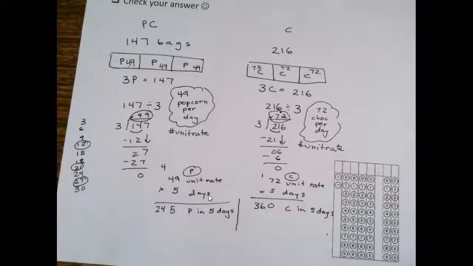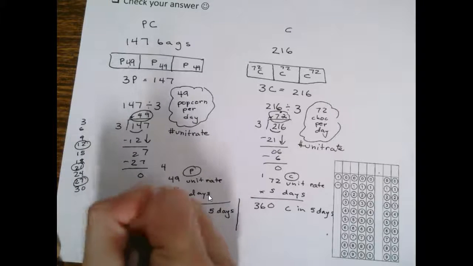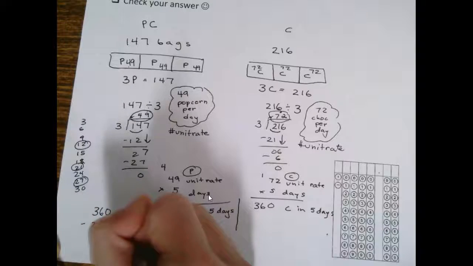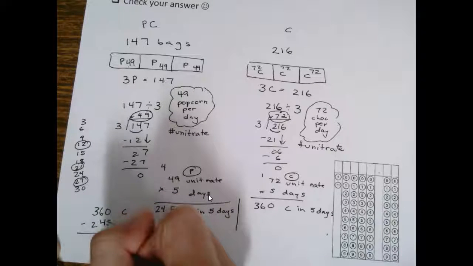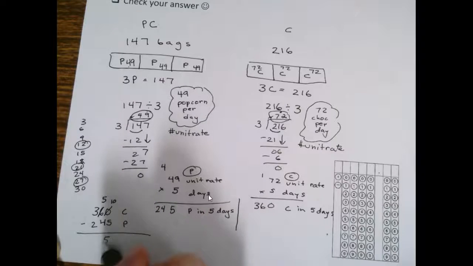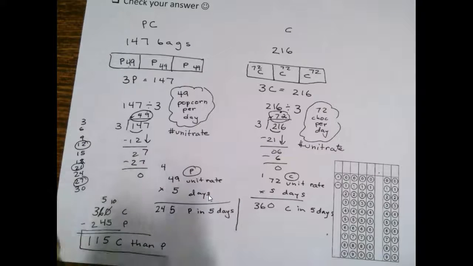But the question is, how many more? We can remember this from 2nd and 3rd grade. How many more tells us to compare those two amounts, and that means we need to subtract. So we're going to do 360 for my chocolate minus 245 for my popcorn. 0 minus 5, there's nothing there, so I have to go to my tens place and change the 6 to a 5. Change my 0 to 10 ones. 10 minus 5 is 5. 5 minus 4 is 1. 3 minus 2 is 1. So 115 more chocolates than popcorn. Wow, that was a lot of work.